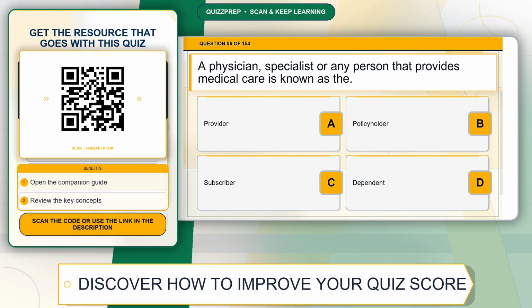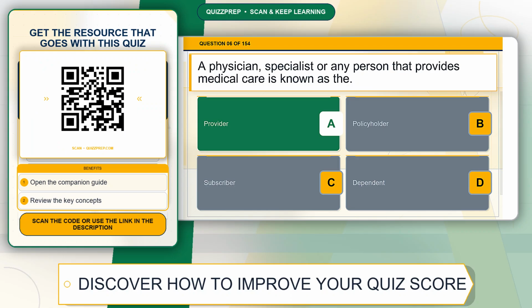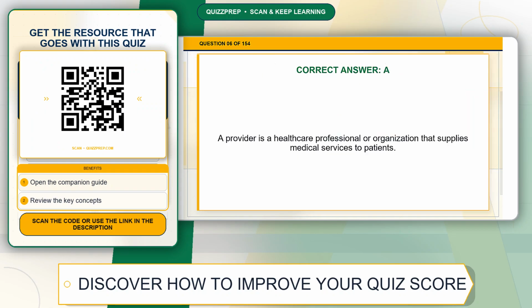Question 6. A physician, specialist, or any person that provides medical care is known as the: Option A. Provider. Option B. Policyholder. Option C. Subscriber. Option D. Dependent. The correct answer is option A. Provider. Explanation. A provider is a healthcare professional or organization that supplies medical services to patients.